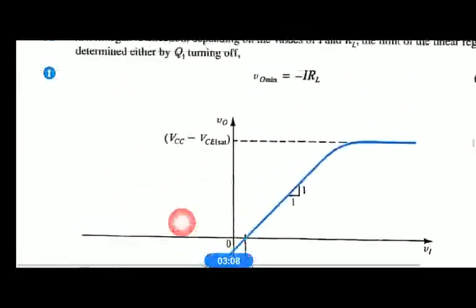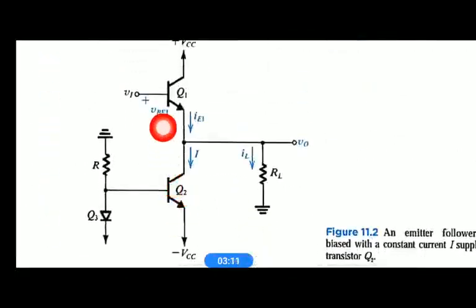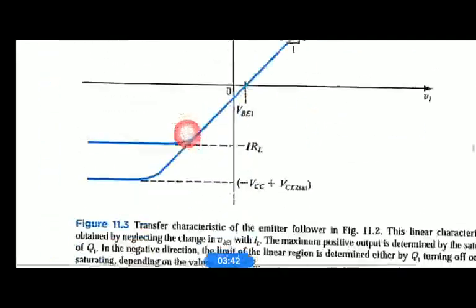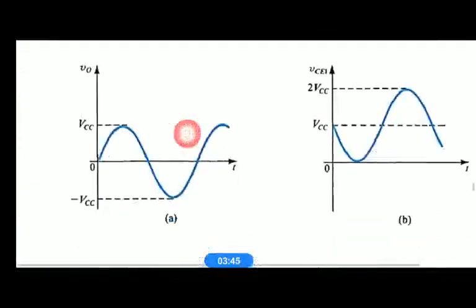When 0 is applied here, due to this biasing, transistors Q1 and Q2 both conduct, but the current flowing through transistor Q1 is I only. Here the current is also I. There is no current across RL, so the load current is 0. Therefore the output voltage is also 0. And since the current flowing here is I, you can see it clearly in the waveforms.